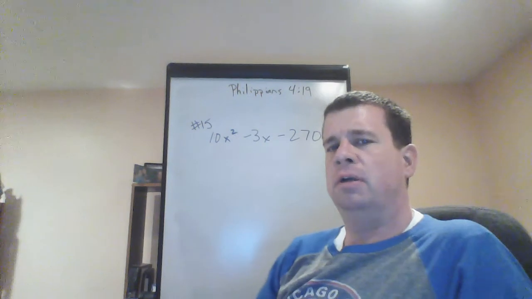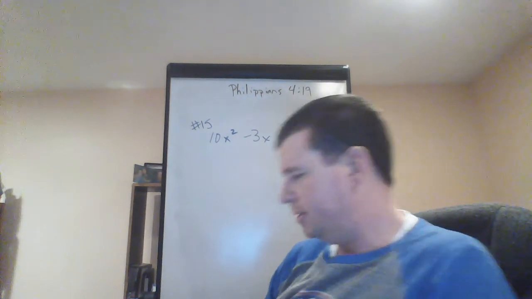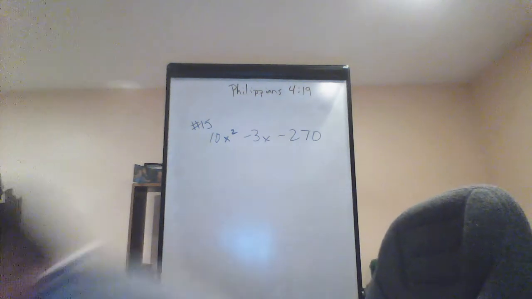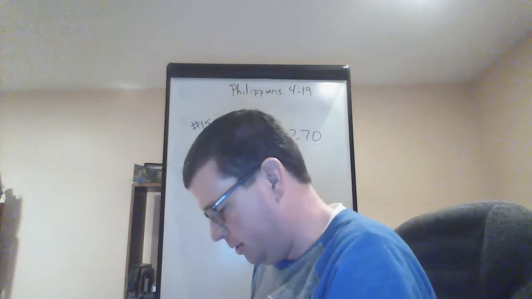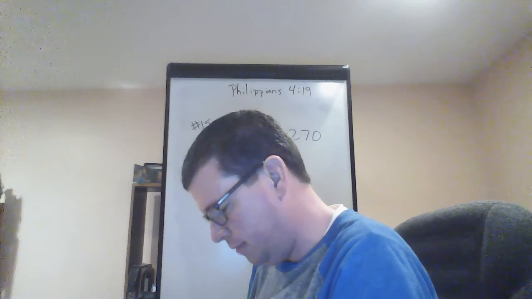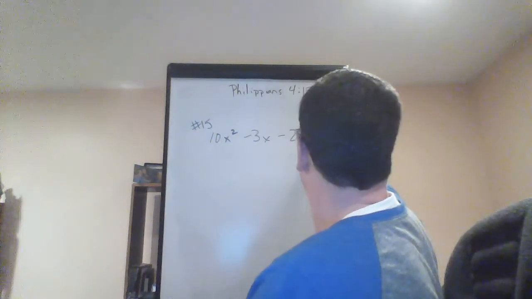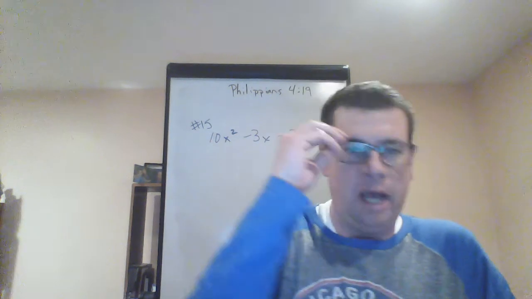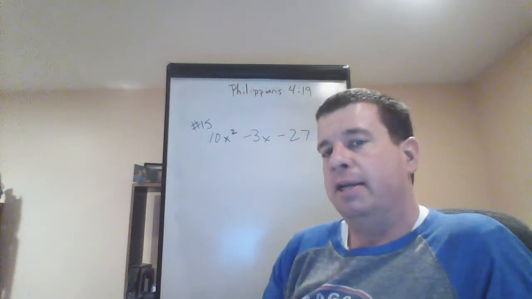So I had a question. A couple people asked about number 15, and I think this is it. Let me check real quick. 10x squared minus 3x, I think that's supposed to be minus 27, not minus 270. Let me check. Yep. That'll make it a little bit better. All right, so we're asked to factor this expression, 10x squared minus 3x minus 27.